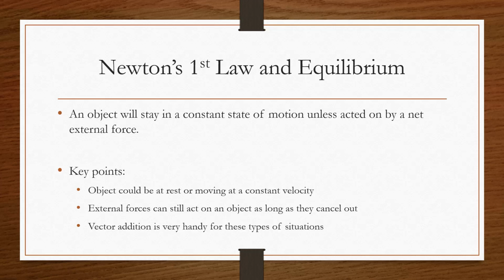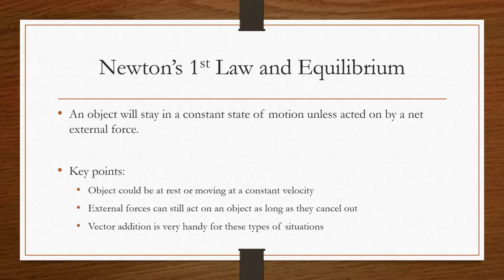There are three key points to remember when dealing with equilibrium problems. The first one is that there are two different situations where Newton's first law applies. The first one is that if an object is at rest, it stays at rest. The second one is that an object could be moving at a constant velocity, because constant velocity is a constant state of motion. Same speed, same direction.